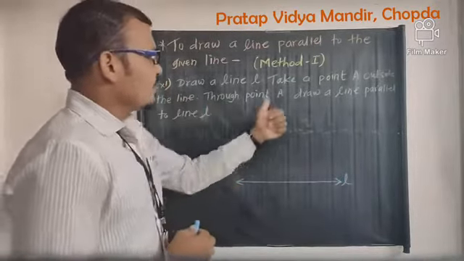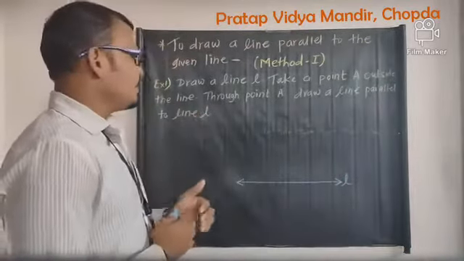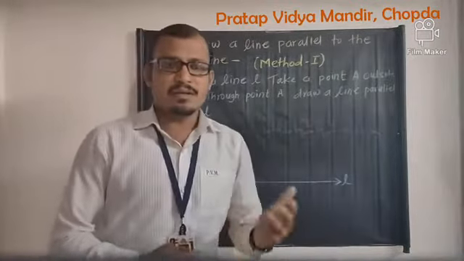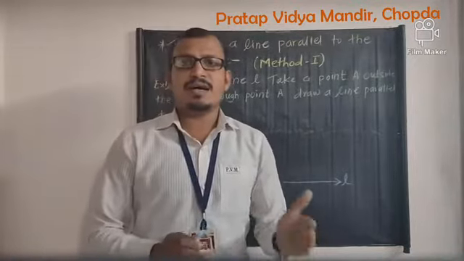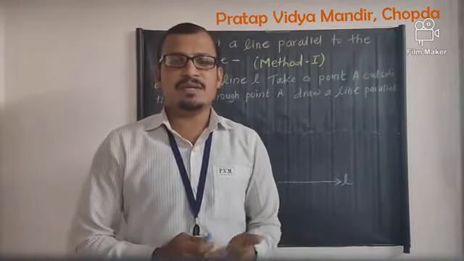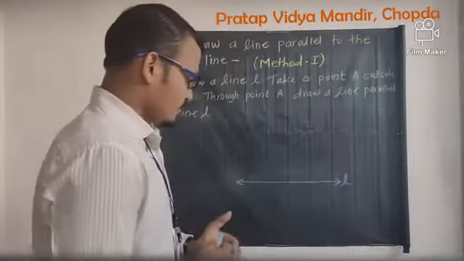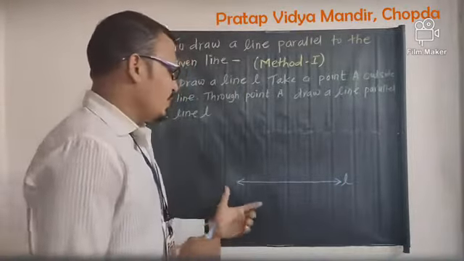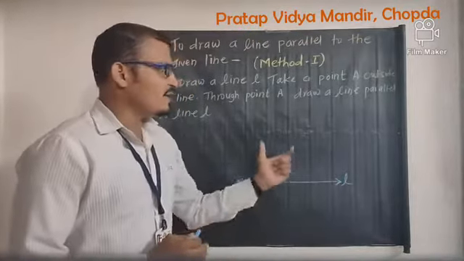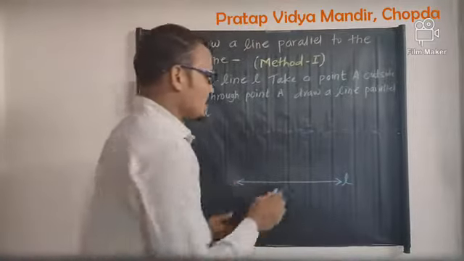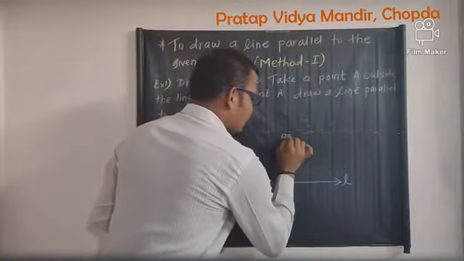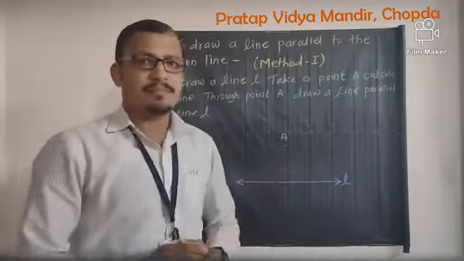Draw a line L. Take a point A outside the line. Through point A, draw a line parallel to line L. Here we have to draw a parallel line to the given line L. For that we have to do just a few simple steps. So let us start. First we have to draw a line L. Then we have to take any point A outside the line L. So we take any point A outside the line L here.